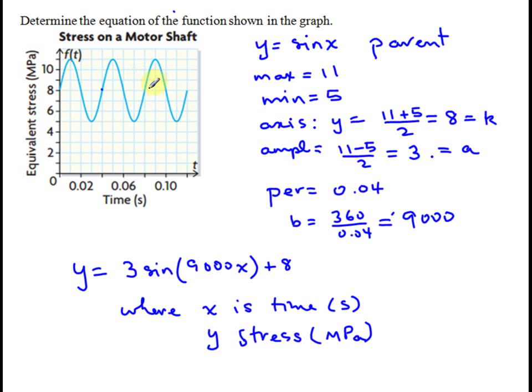If you have the equation, what you have to find out from the graph are the max, the min, and the period. Once you have the max and the min, you use that to find the a and k values, which are the amplitude and axis, and then you use the period to find the b value. And you look at the starting point to see which parent function you're going to use. Okay, that's it for this one.